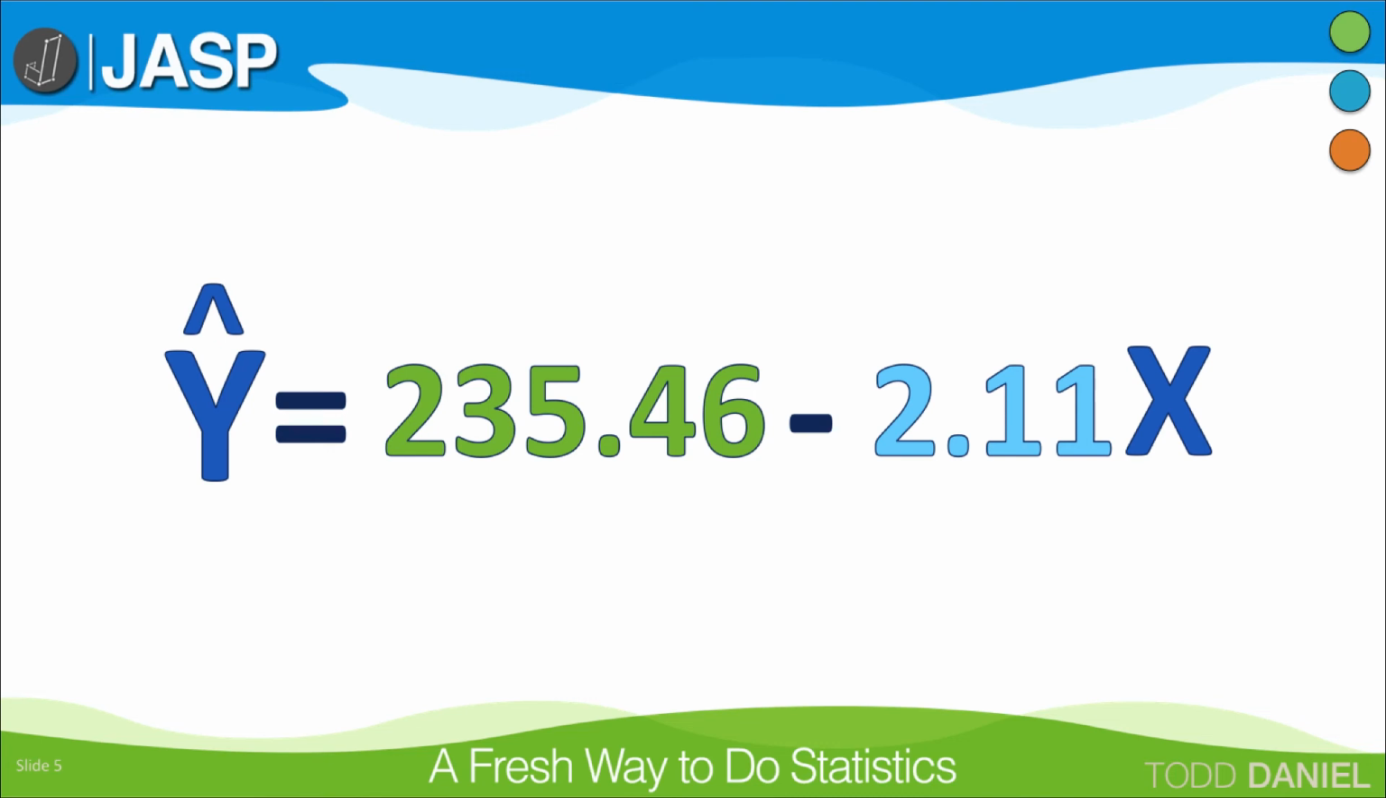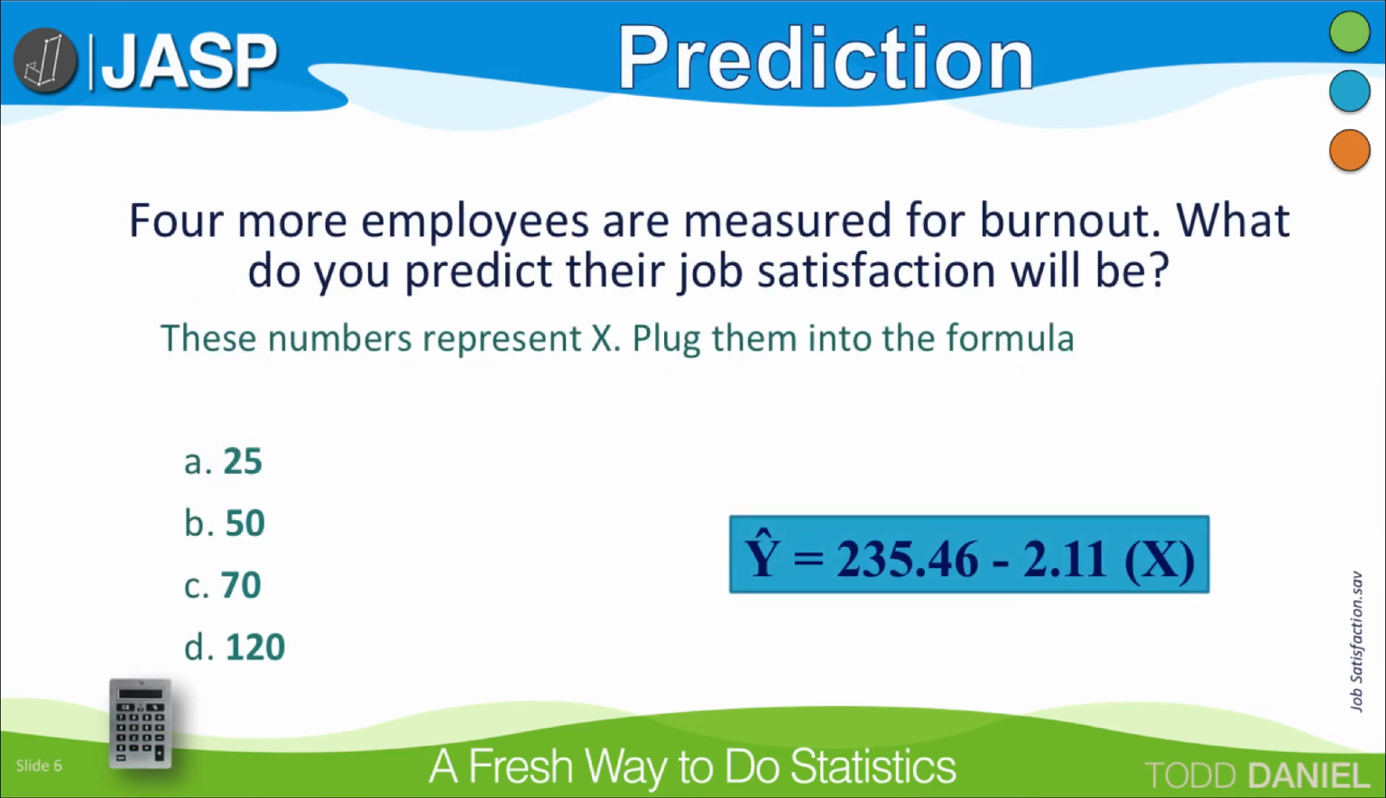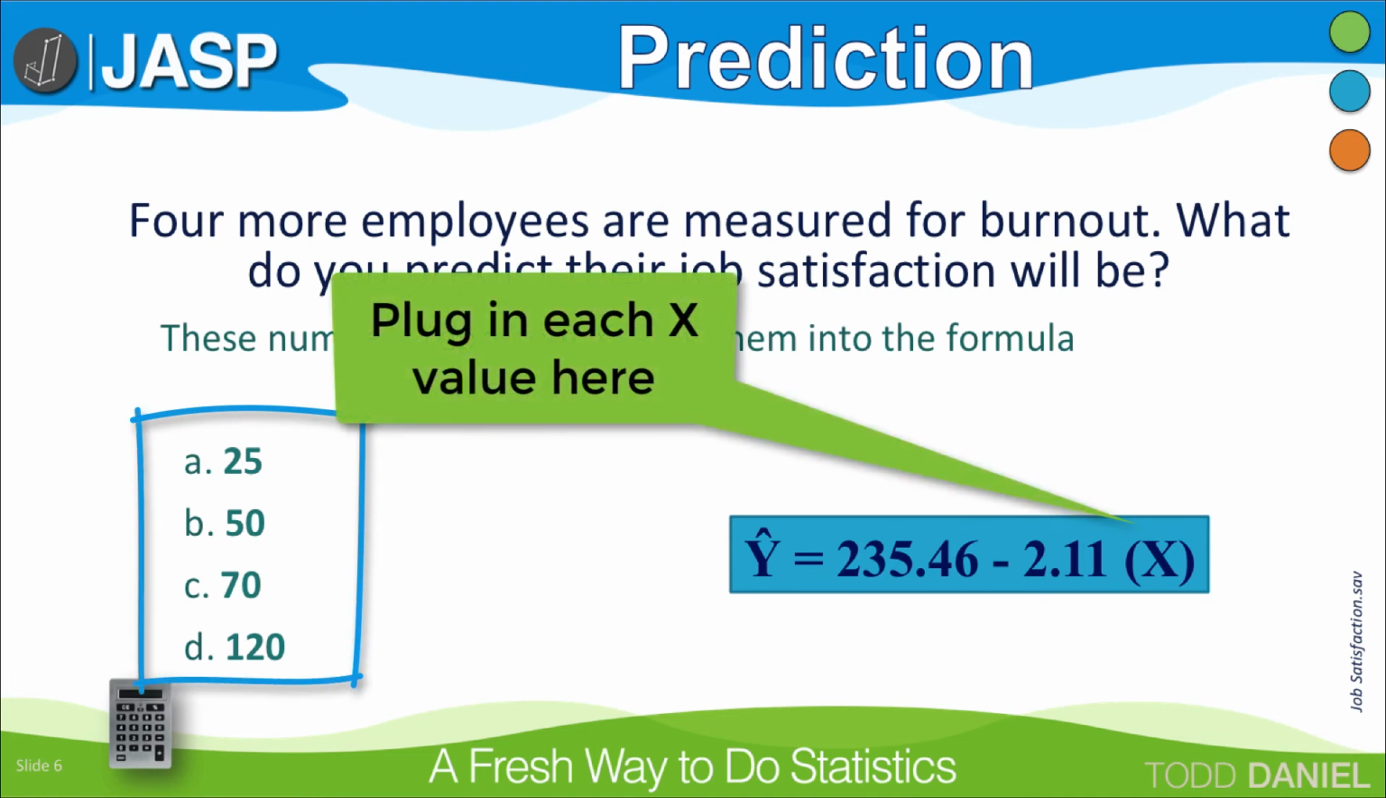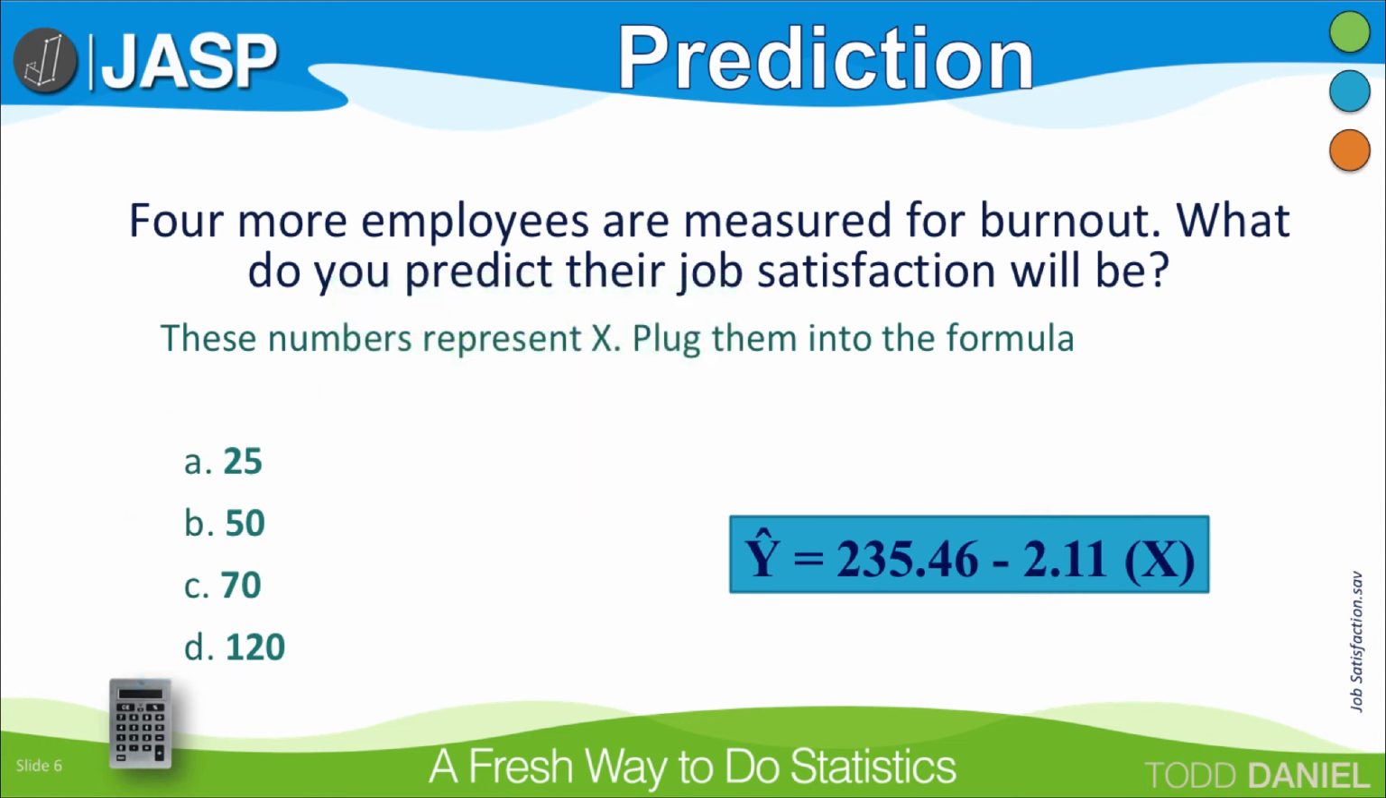So let's practice with that. 4 more employees are measured for burnout. What do you predict their job satisfaction scores will be? Using the data in your output, construct a regression equation and plug in these X values. If you would like to try this on your own, feel free to stop the video while you work out these equations. All right, let's see if you got all of these predictions correct.